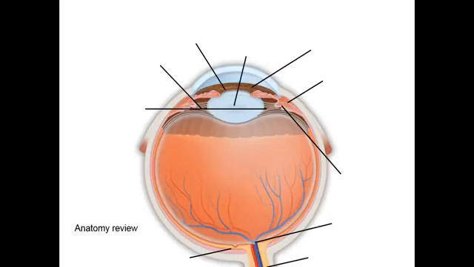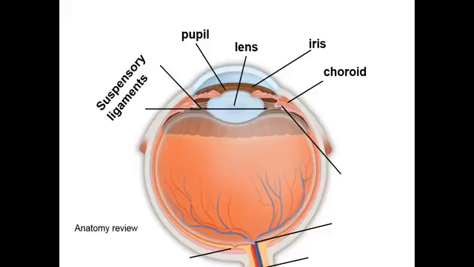Alright, let's go through some structures now of the vascular tunic. You have the pupil, which is the hole in the iris. You have the lens. You have the iris, which is the colored muscular portion of your eye, which has two sets of muscles, the radial and the sphincter muscles, which control the size of the pupil, which adjusts the amount of light that passes through the lens. You also have the choroid, which is the attachment point of the iris. You have the suspensory ligaments, which attach to the ciliary muscles.